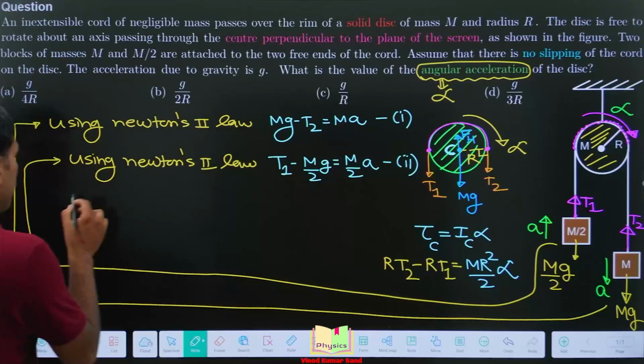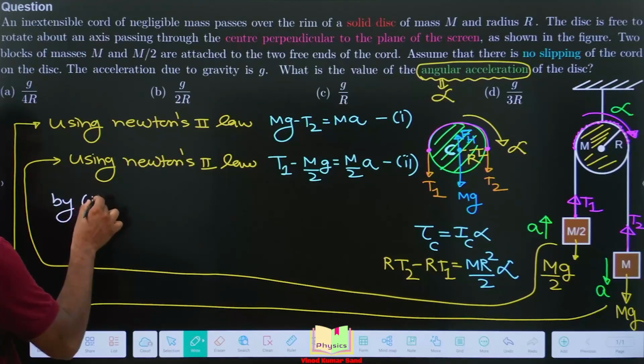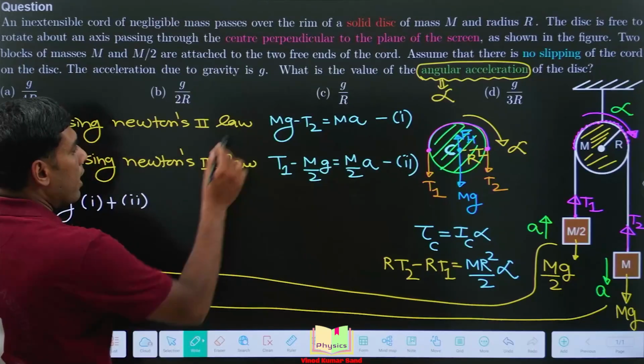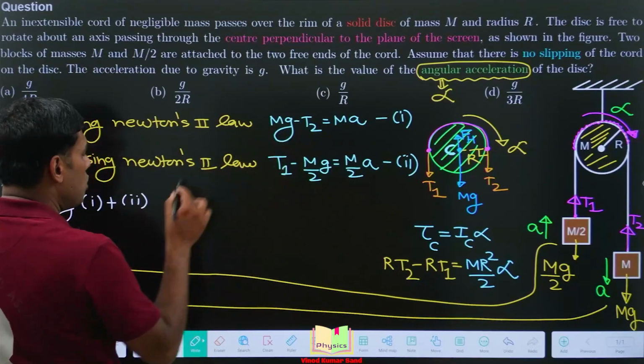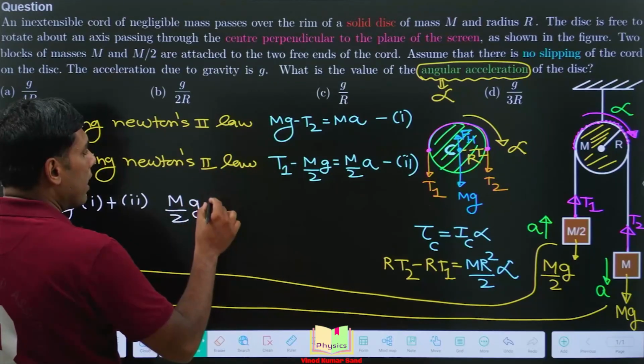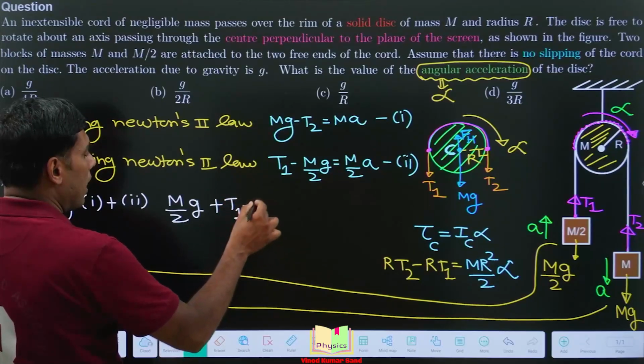I'm going to add them, 1 plus 2. Let's see what we obtain. We are getting mg minus (m/2)g, so it will be (m/2)g. Then we are getting here minus T2 plus T1. Means I can write it like this.